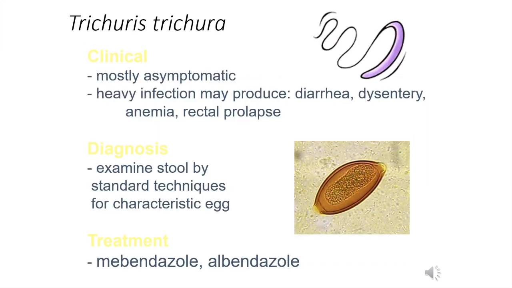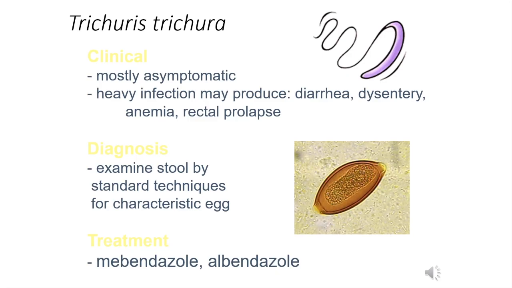Now, Trichuris trichiura, or the whipworm, again is mostly asymptomatic, but heavy infection may produce diarrhea, dysentery, anemia, and rectal prolapse. Those are rather rare findings, and they correspond to heavy infection. Diagnosis is by examination of the stools, by standard techniques to find the characteristic egg.